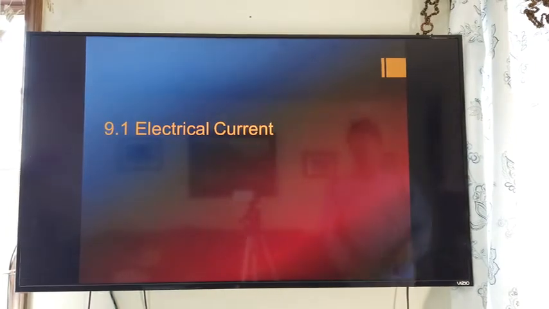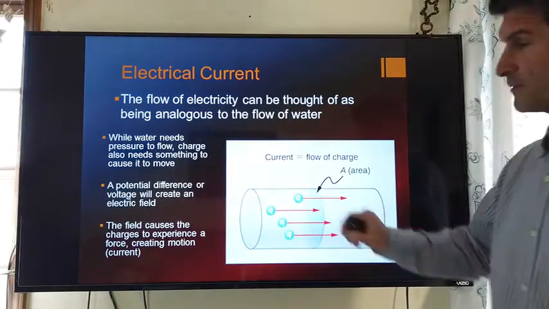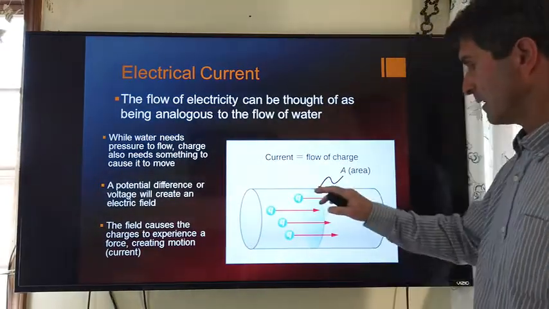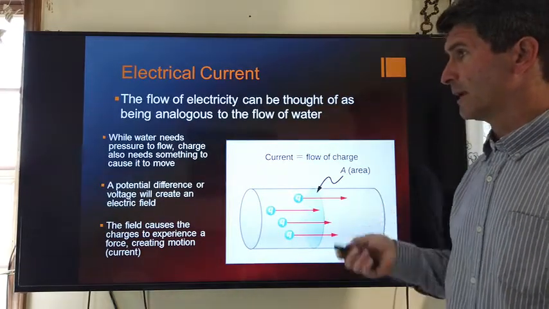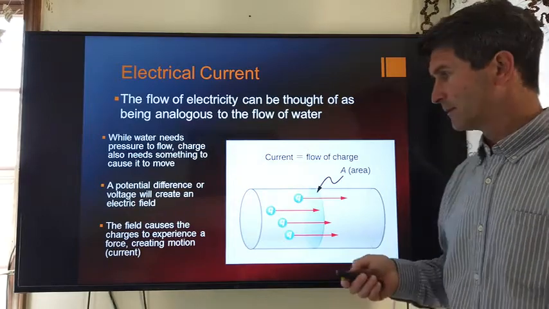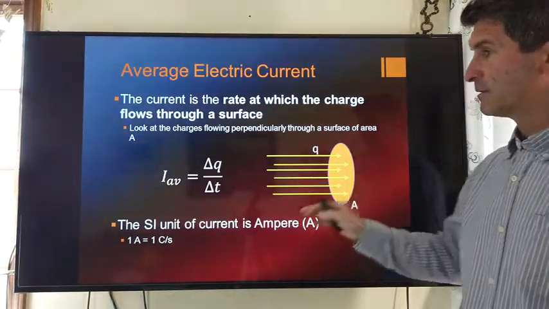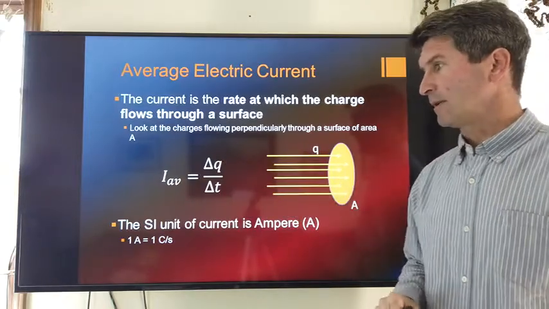Okay, we're going to look at electrical current, and electrical current is defined by the amount of charge that passes through a given amount of area per unit time. So really, if we're looking at electrical current, it's very analogous to the flow of water. The definition for the average current at any time, again, is the amount of charge.